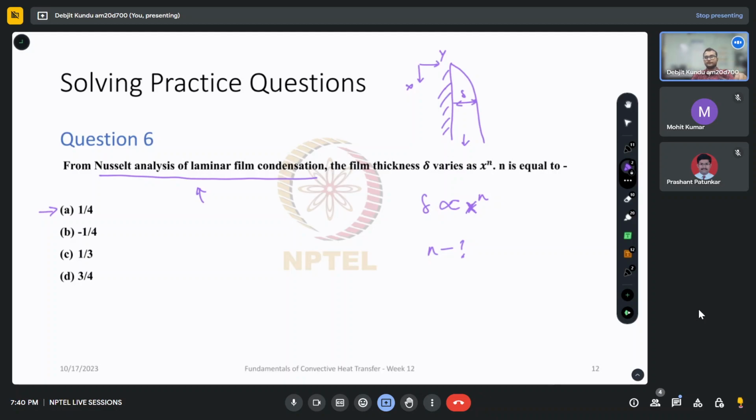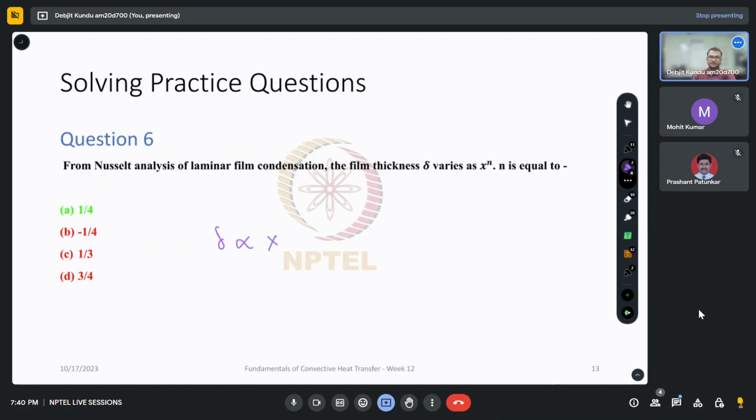No? Okay, so let's have a look at the solution. It is indeed option A, that is 1 by 4. So delta goes as x to the power 1 by 4 for laminar film condensation. The mathematical proof of this was discussed in the lecture. So if you have any questions on this, I'll suggest you go back and look at it.